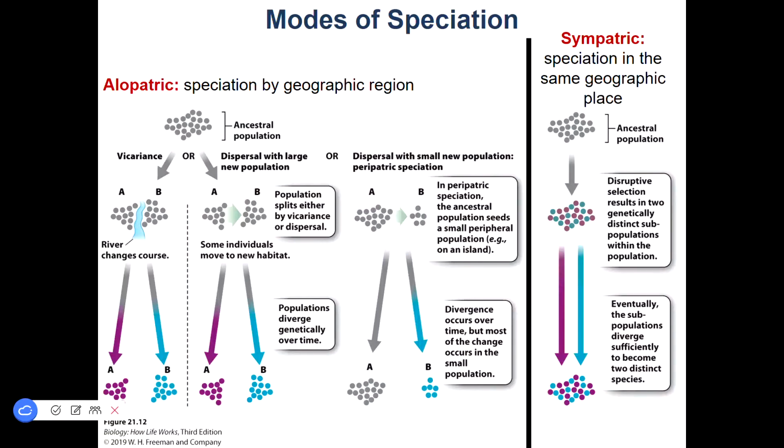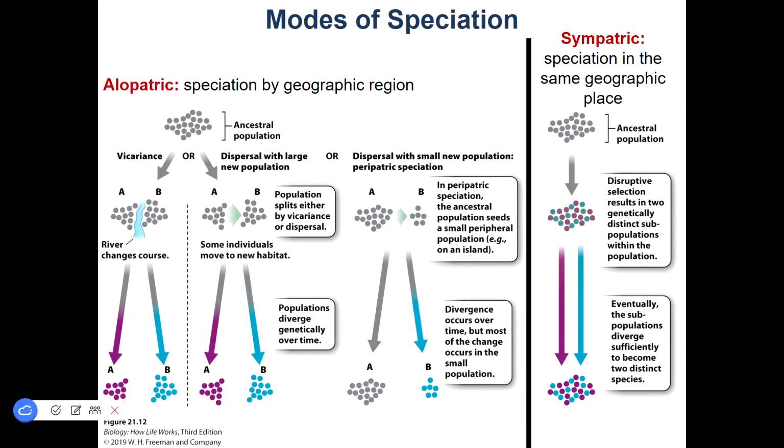Or for some reason, there's dispersal of some of the population to a new area. And over time, they will become two new species. There's another example of allopatric speciation called peripatric speciation, and that's only when a small group of individuals starts a new population. Over time, allele frequencies change, and then you have two new species because they are reproductively isolated. Even if they come back together, they will not be able to produce viable, fertile offspring.